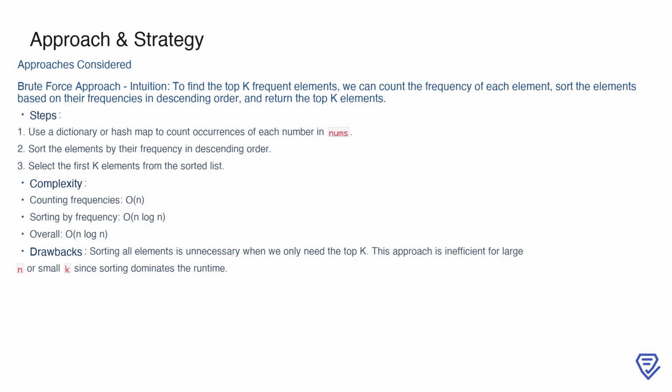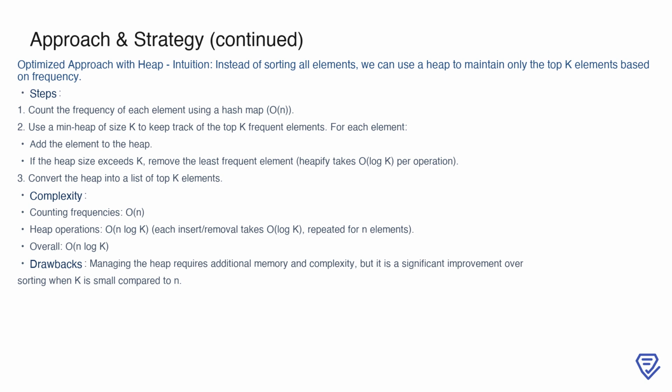While this method is simple and easy to implement, it has a significant drawback. The sorting step dominates the runtime, resulting in an overall complexity of n log n. This can become inefficient, especially for large arrays or when k is small compared to the input size. Sorting all elements is excessive since we only care about the top k, making it clear that we need a more efficient strategy.